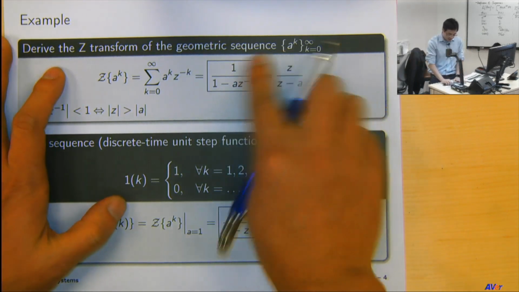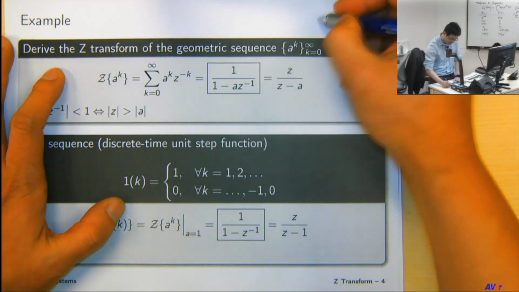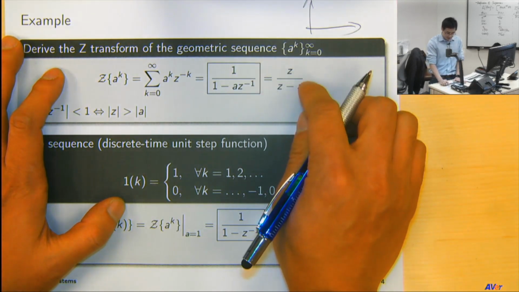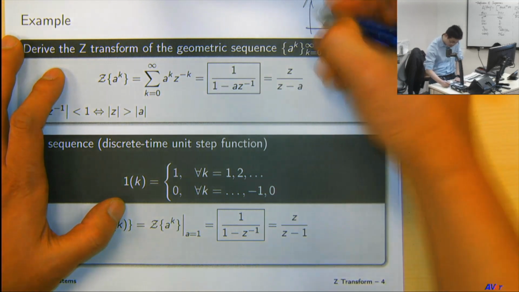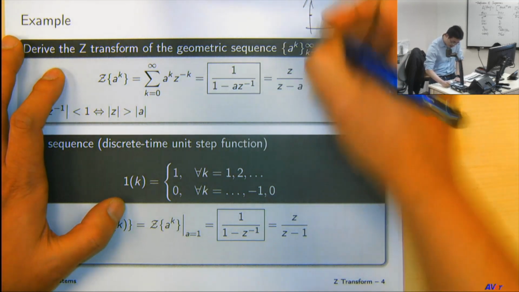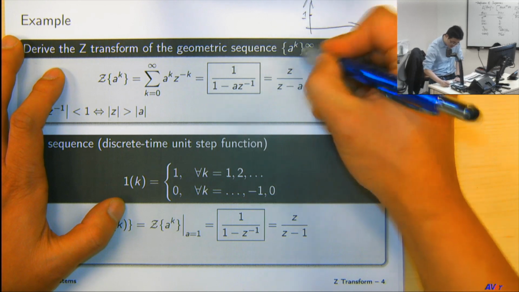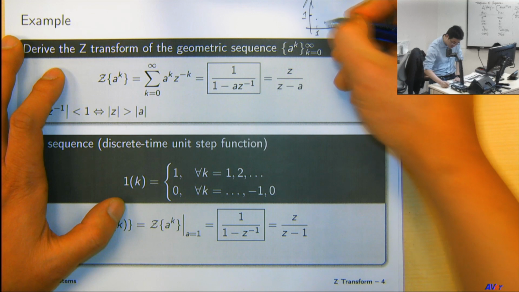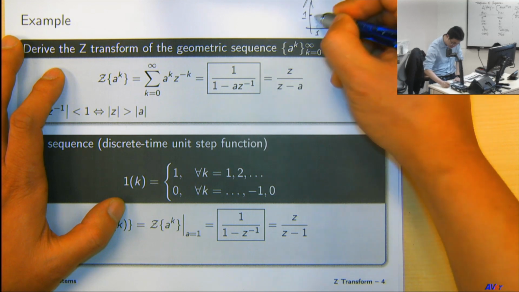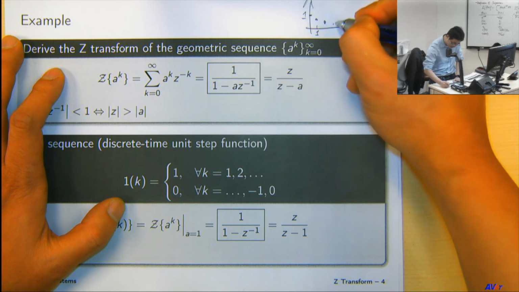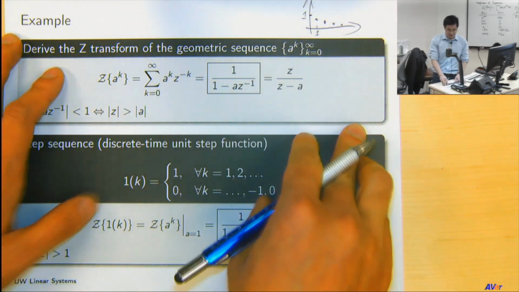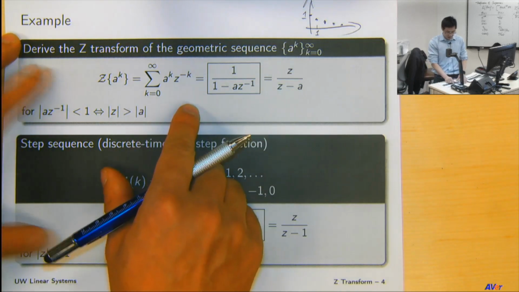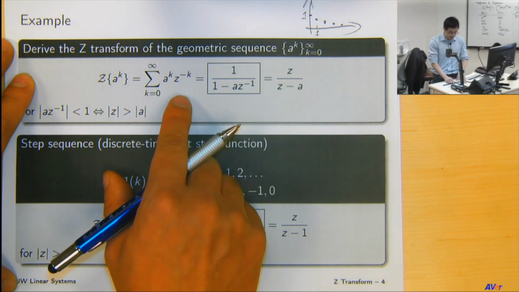First is a geometric sequence. It looks like this, so let's say a is less than 1. So it's going to be 1 when k is 0, and then a when k is 1. It's going to be here, and then it keeps reducing to 0. So it's a geometric sequence. We can compute the Z-transform of this very easily.